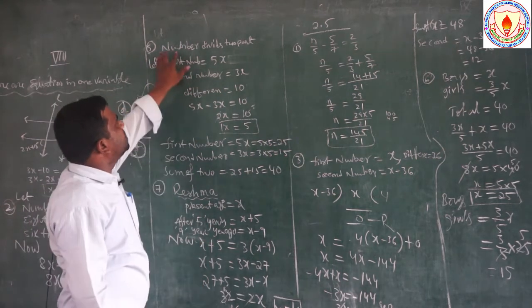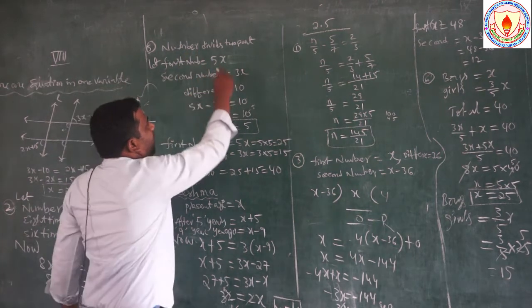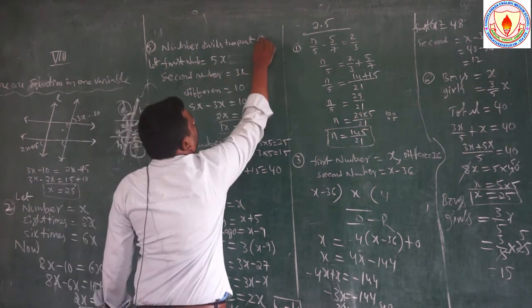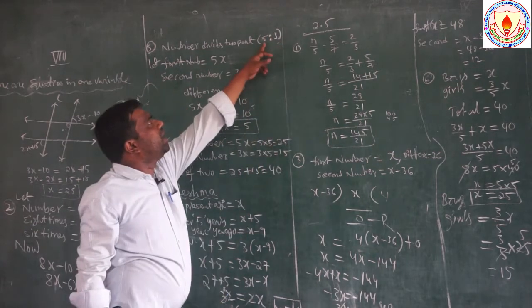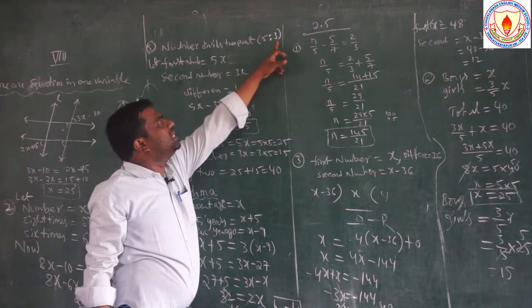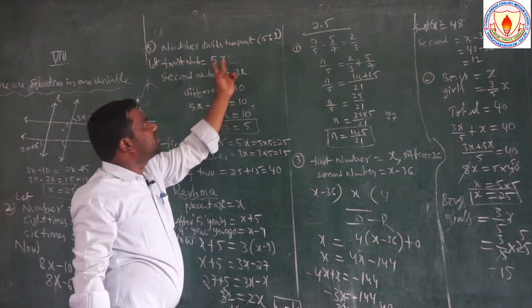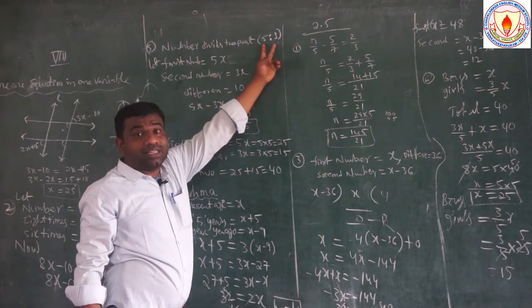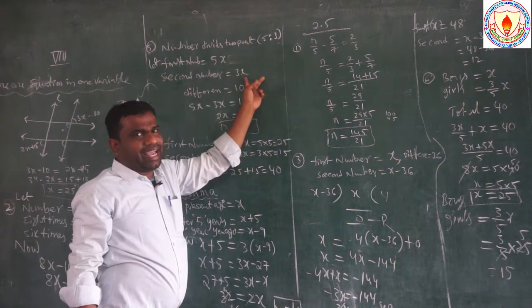So 5 times of x means 2 parts, 5:3. The parts are in the ratio 5:3. So one number is 5x and the other number is 3x.